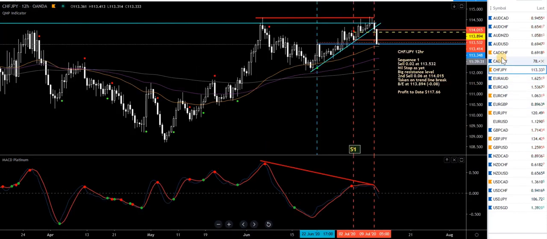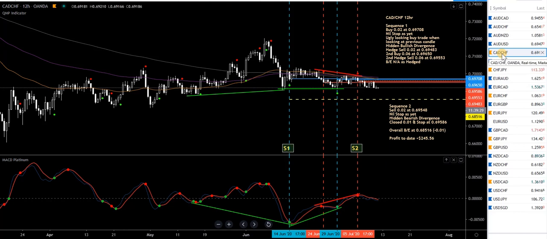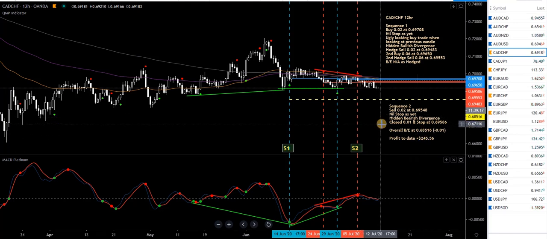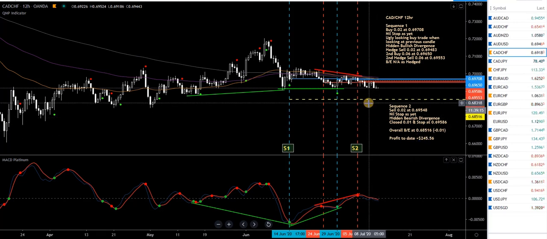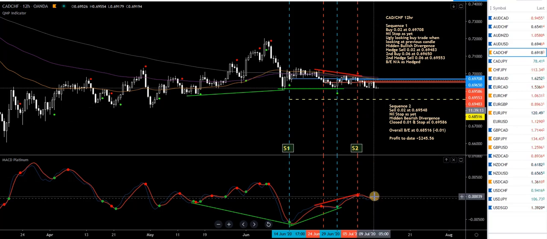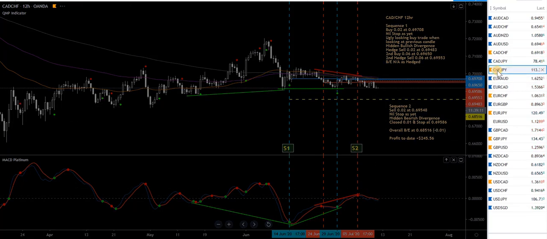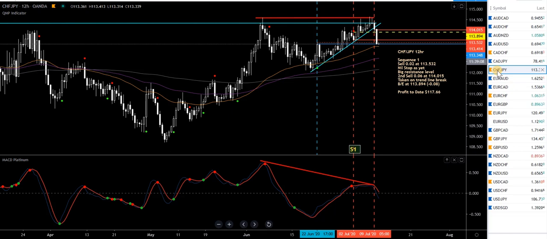Swiss franc. Oh, I should have mentioned CAD Swiss. This sequence 2, I forgot, I've got my notes here. I did close half of this trade this morning and put the stop in place because the MACD Platinum was through the 0 level. So the Swiss franc, Japanese yen, two things happened. One, this morning I took a second sell on the break of this trend line. So I took that 12 hours ago.